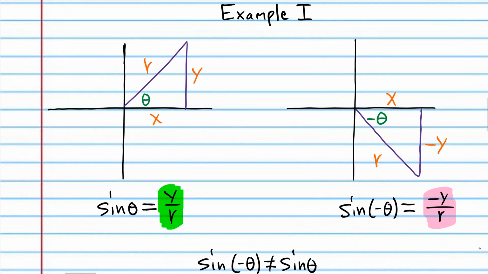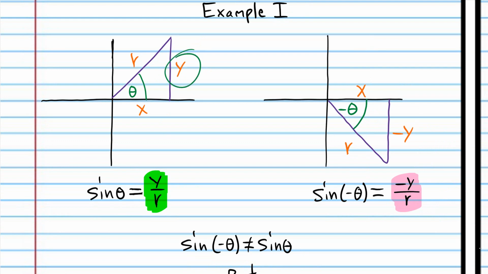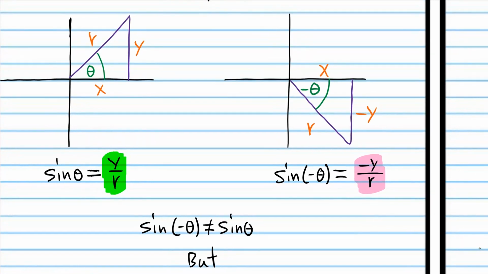Let's say you have some angle theta. Now this works for any angle. It can work for acute angles or obtuse angles or reflex, but we're just going to use an acute angle as an example, and we'll call the opposite side y, the adjacent side x, and the hypotenuse r. So sine theta is y over r, opposite over hypotenuse.